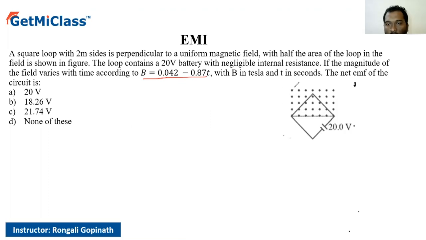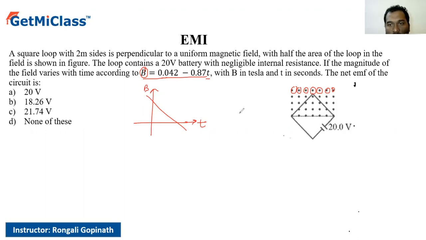So here we can see that the magnetic field is coming out of the page, right? And if you plot a graph between this magnetic field and time t, we can see that it is having a negative slope, right? That means the magnetic field is basically decreasing.